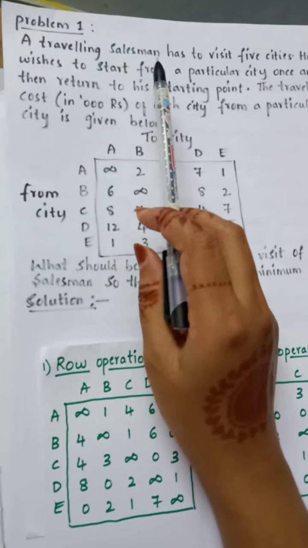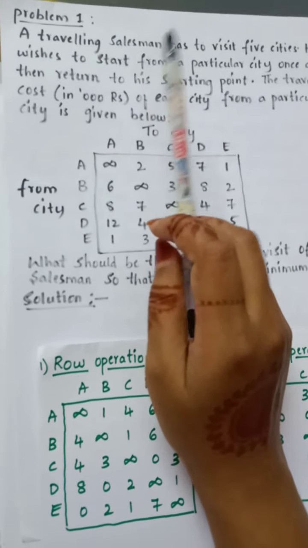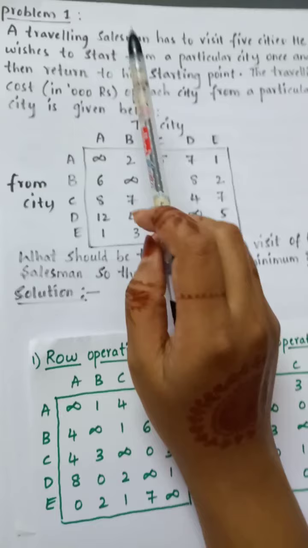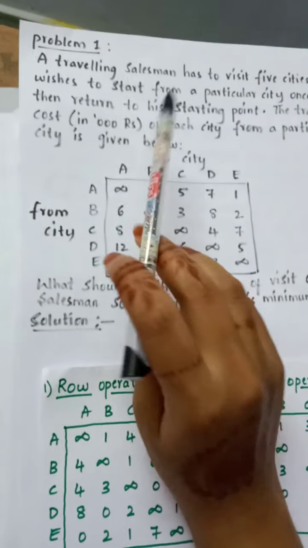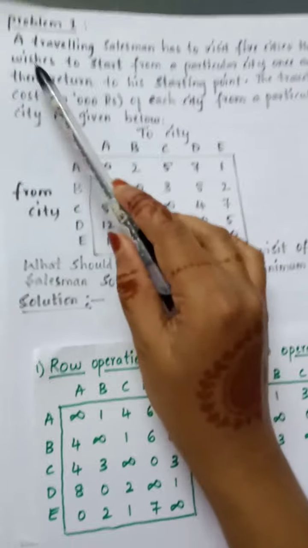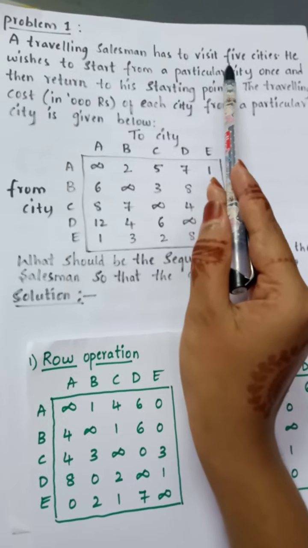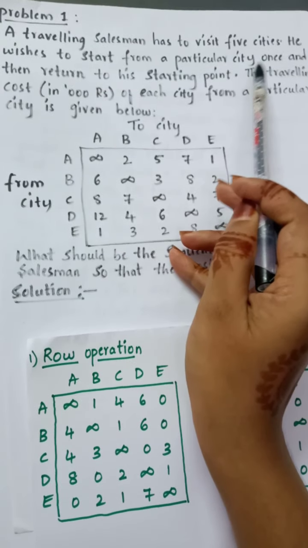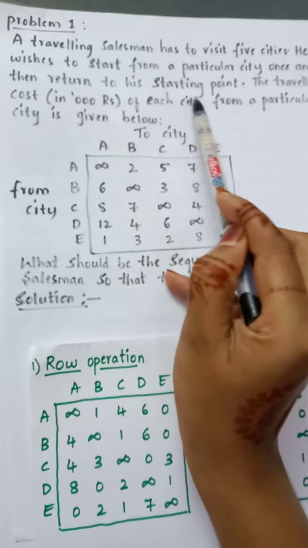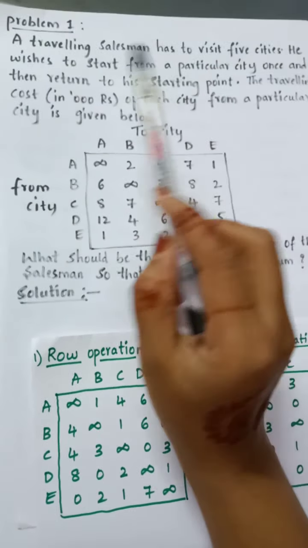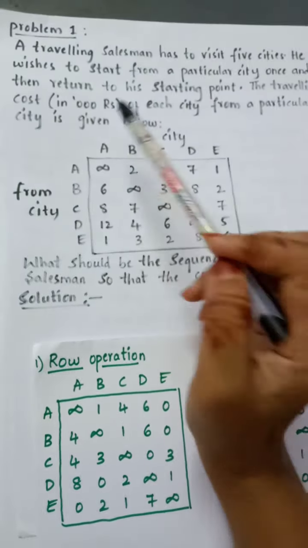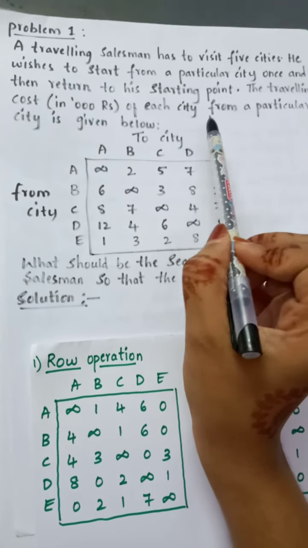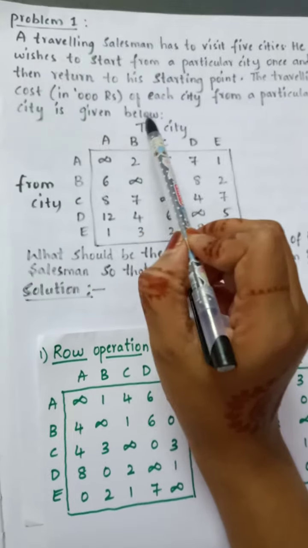In today's class, we shall do two different problems on the traveling salesman method, students. So this is problem number 1. This is the question right here. A traveling salesman has to visit 5 cities. He wishes to start from a particular city once and then return to his starting point. The traveling cost, in 1000 rupees, students, of each city from a particular city is given below.